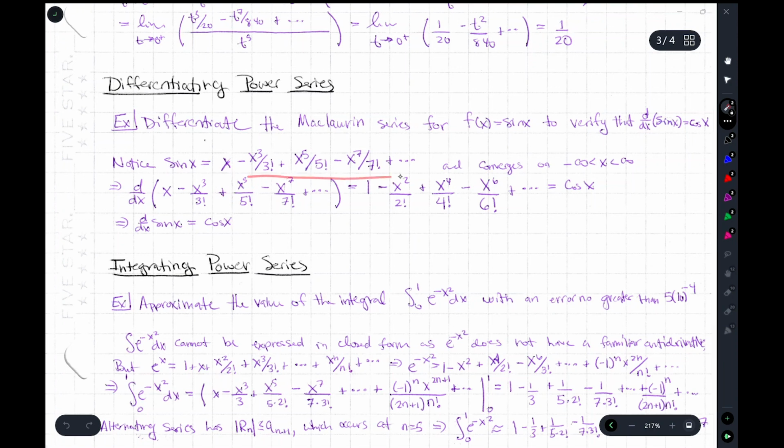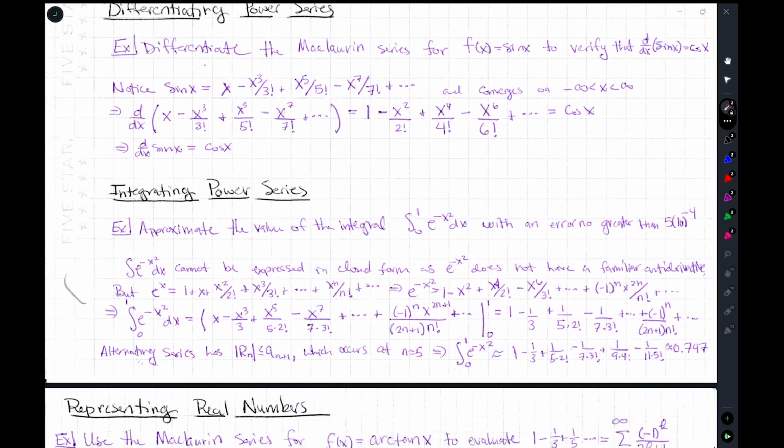Okay, here goes the Maclaurin series for it. It converges on the entire interval. We're going to take the derivative with respect to x of sine of x, or here its Maclaurin series. Once we do, we get these terms over here. And that over here is the Maclaurin series for cosine x. So we just showed that the derivative of sine x is equal to cosine x using the Maclaurin series.